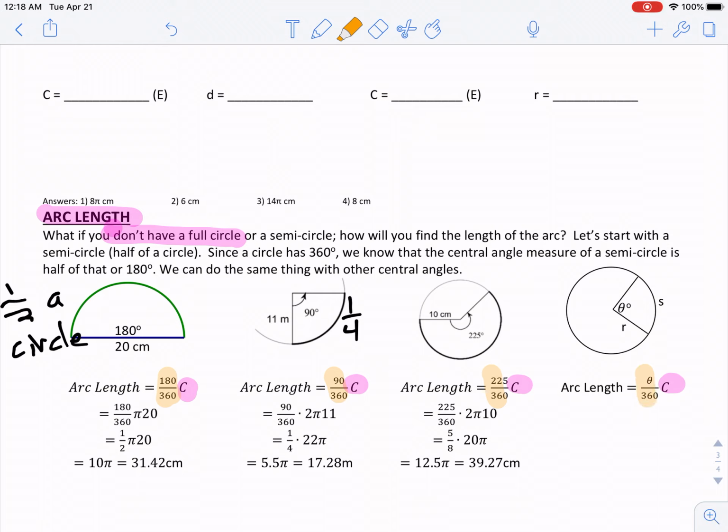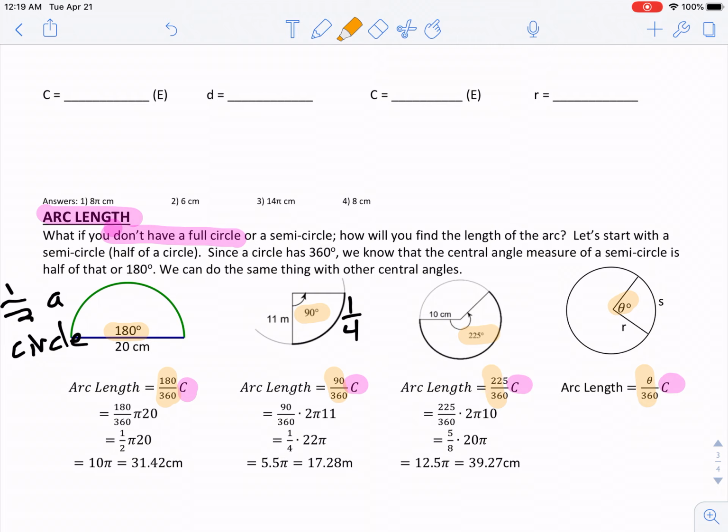Common things about each one of these fractions. The bottom of the fraction, or the denominator, is always 360. The reason for that is that each circle, if we go all the way around, is 360 degrees. The whole circle itself is 360 degrees. So to find how much of a circle each part is, we have to look at this central angle, this angle that we're looking at.